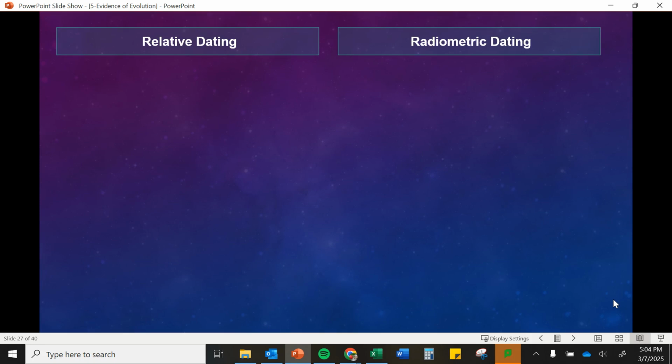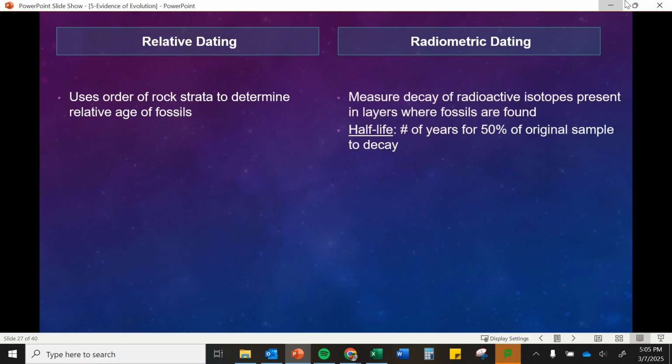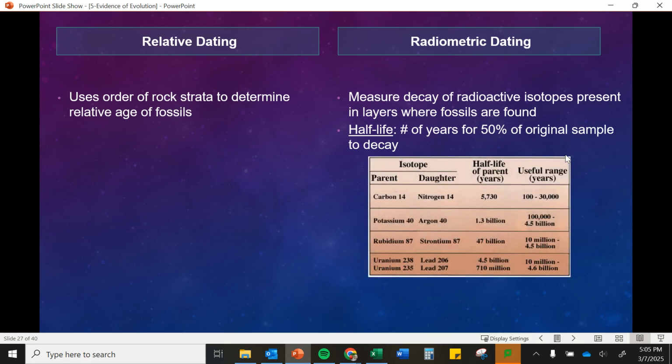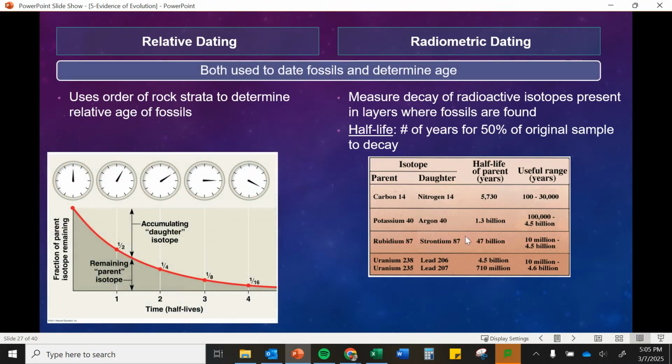Once we have a fossil, we can date it. There's relative dating and radiometric dating. Relative dating is where we assume that the fossil is a similar age to the rock around it, which isn't always the case, but it is sometimes a good assumption to make. Radiometric dating is where we use the half-life of naturally occurring isotopes that are present. You might remember from physical science that half-life is the amount of time it takes for half of the sample to decay to another element. We use different isotopes depending on the year range we're in to figure out how old that fossil is. And so we can use both of these to determine the fossil age.